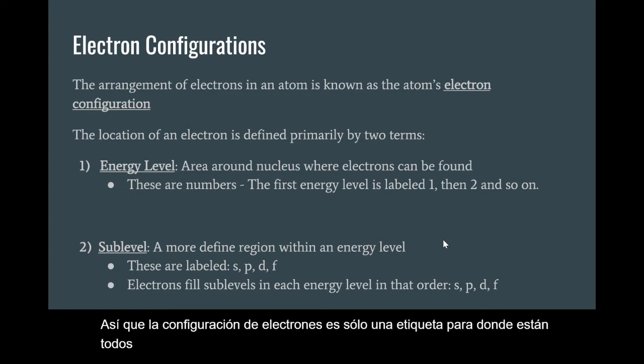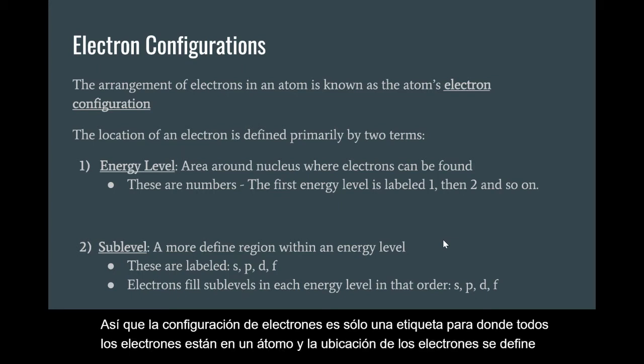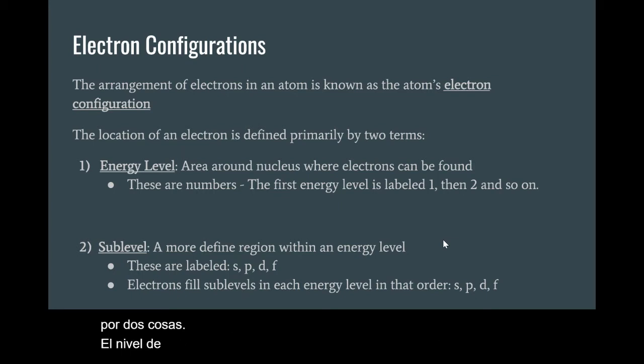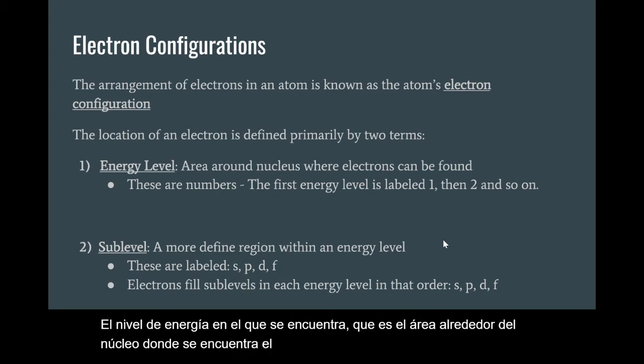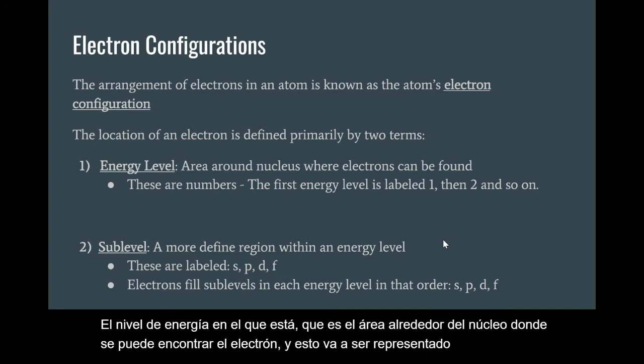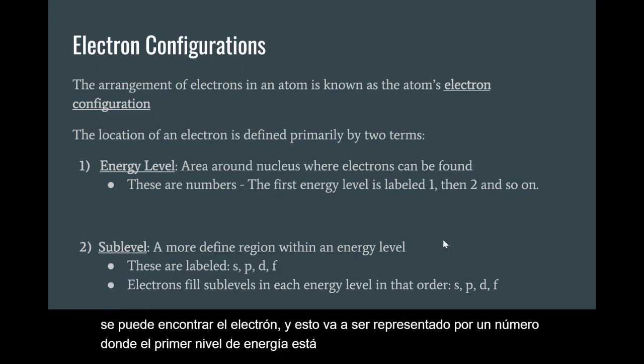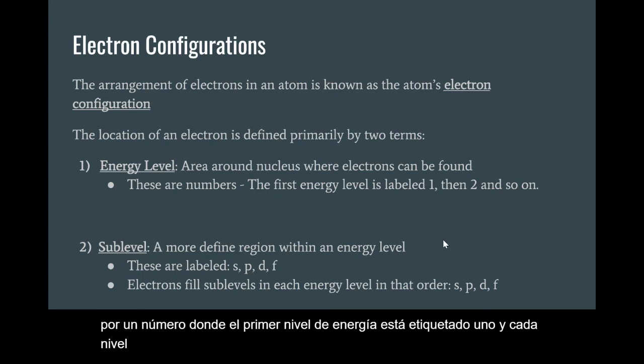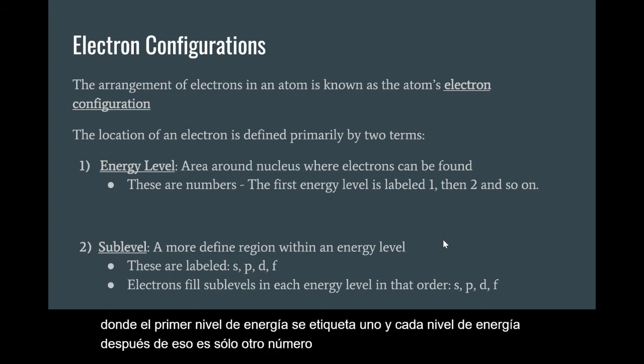And the location of an electron is defined by two things: the energy level that it's in, which is the area around the nucleus where the electron can be found. And this is going to be represented by a number, where the first energy level is labeled 1, and every energy level after that is just another number. So 2, 3, 4, so on.